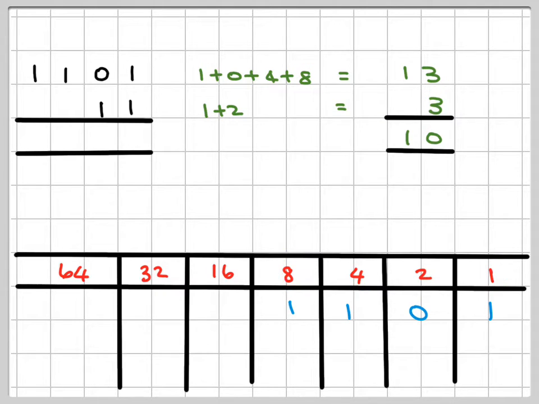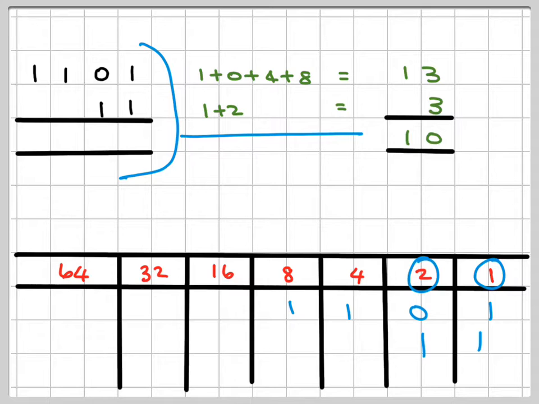Okay. And the other one is 11, which means it's 2 and 1, which is going to be equal to 3. So ideally, when we have finished our subtraction over here, our answer in binary should come to the same as 10 in decimal, because 13 minus 3 is 10. Right, so let's go about doing it.